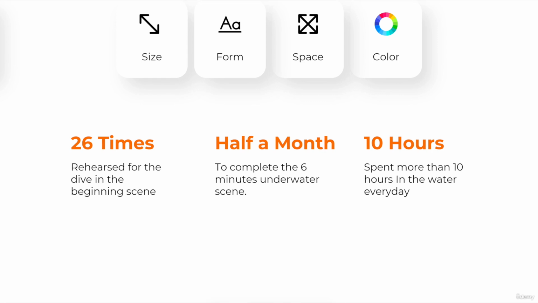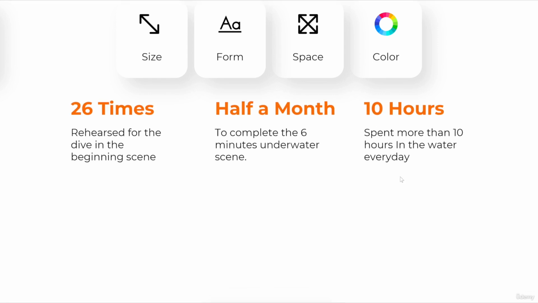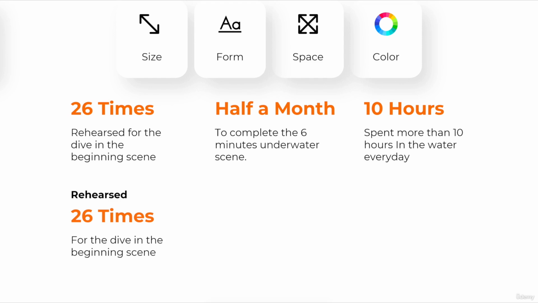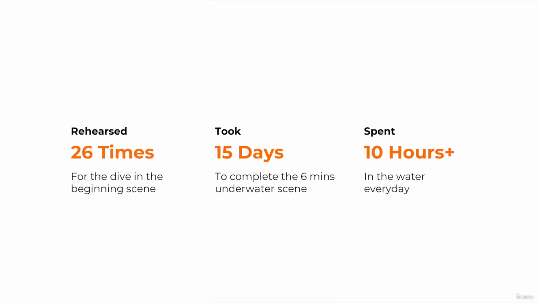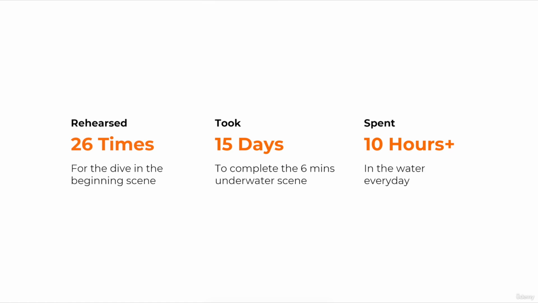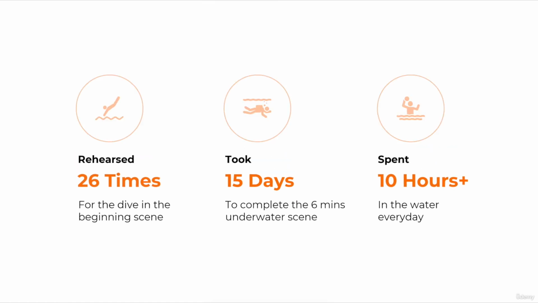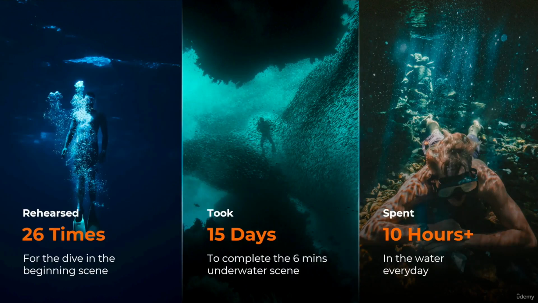You can even take one step further to extract the verb. So, 26 times rehearsed for the dive in the beginning scene, you can extract the rehearsed. And half a month to complete the 6 minutes underwater scene, you can change half a month to 15 days so that it is more consistent with the other numbers and add took. As for 10 hours, you can extract the spent so it becomes spent 10 hours plus in the water every day. Okay, and this is what you end up with. And this is already much clearer than the beginning. The work for visual hierarchy is pretty much done. From here, you can continue to add design by adding icons or photos, etc.